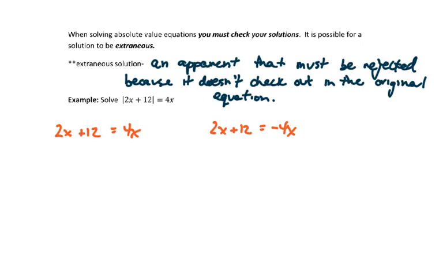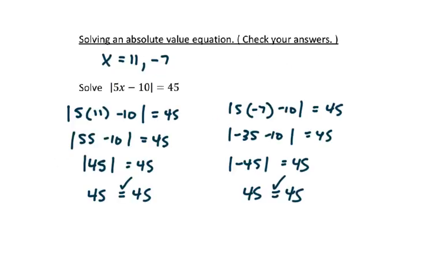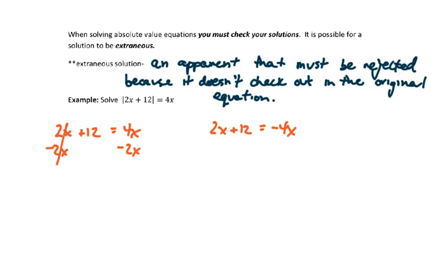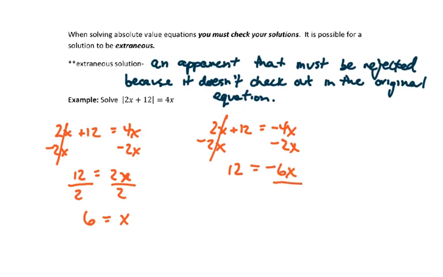So we are going to subtract 2x. Twelve equals 2x. Divide by 2. And x equals 6. Same thing here, minus 2x. 12 equals negative 6x. Divide by negative 6. Negative 2 equals x. This would also be a good time to pause because we are going to check in this same space, which means I'm going to have to erase some of this work. So please pause if you need to get the work down.